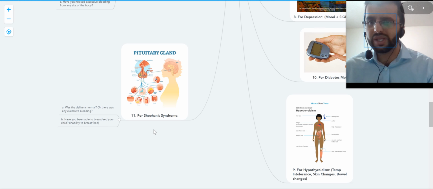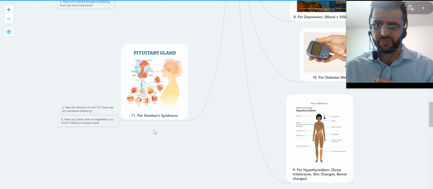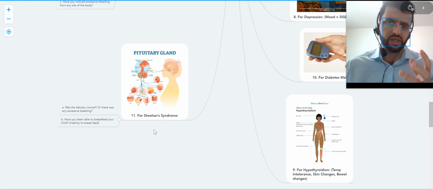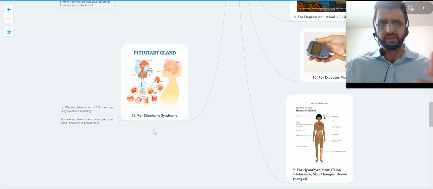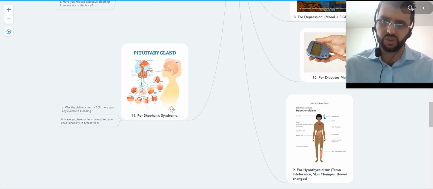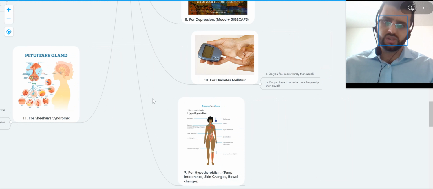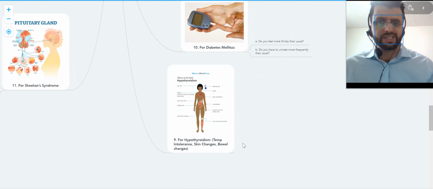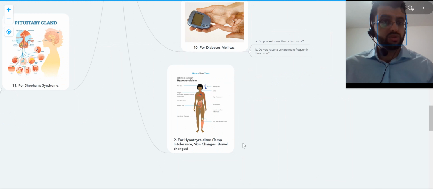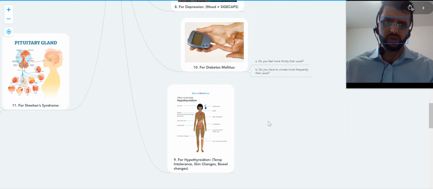Second one, have you been able to breastfeed your child? Okay, because Sheehan syndrome causes inability to do lactation because the prolactin and oxytocin hormones will be affected too. Okay, so this is the pituitary gland. For hypothyroidism, this is important too. So we ask about any temperature intolerance, any skin changes or bowel changes, those are important ones.